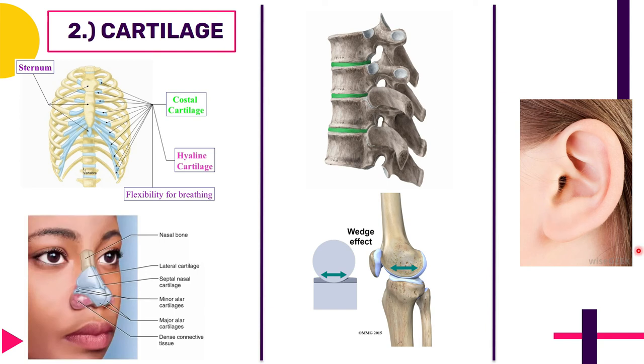Then lastly, last type of cartilage, we have the elastic cartilage. So that is found in our outer ear. Okay? The ear also has an inside, but that is the inner ear, and the outside we call the outer or external ear. Now let us proceed to another type of connective tissue.